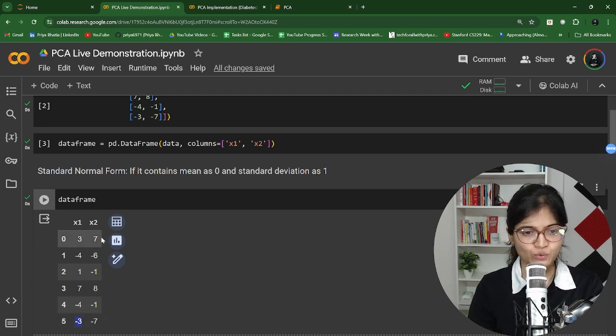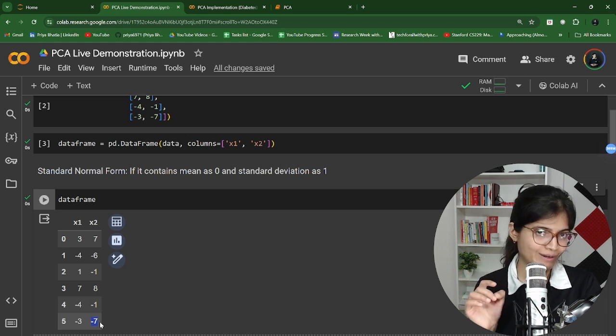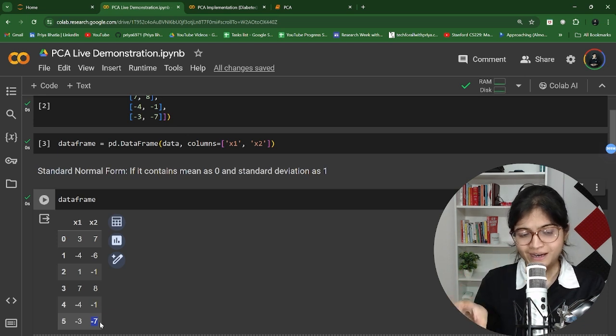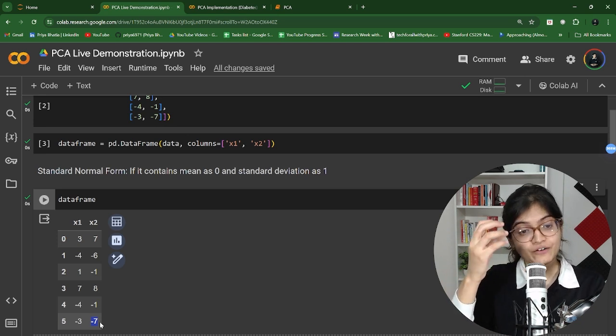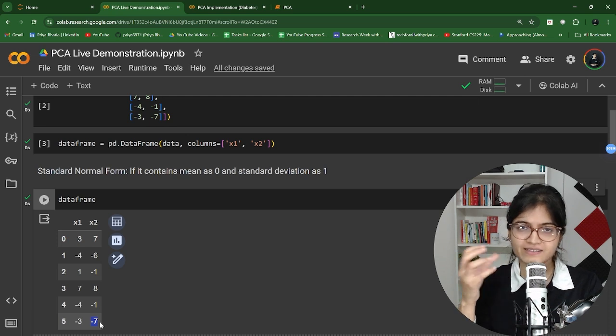Same thing will go for x2 as well. Check it out. 7, minus 6, minus 1 is minus 7. So again 0 will be there. Plus 8, minus 1, minus 7 is minus 8. So again we will be able to get the answer as 0. So if you similarly evaluate the standard deviation also, you will be able to get an idea that mean is 0 and standard deviation is 1. That's why we already have data in SNF form.